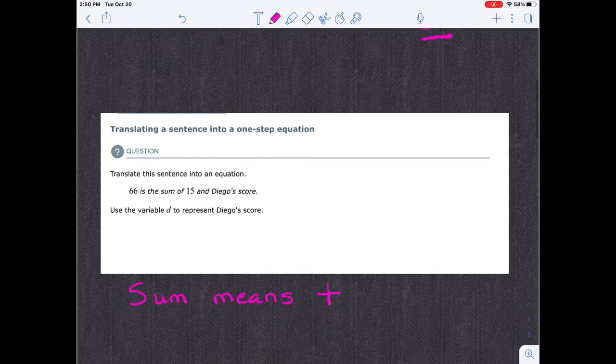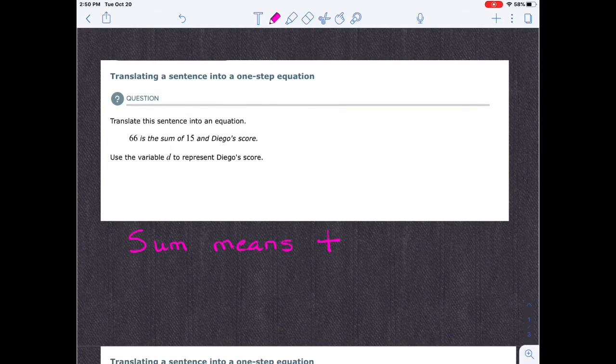Let's also look at this one. 66 is the sum of 15 and Diego's score. I thought it was kind of fun that it happened to be Diego in this problem anyway. 66 is, well, what did I just tell you about is? Is means equals every time. So 66 is. That's how we literally write that, this right here, into math language. 66 is. 66 equals. The sum of, okay, the sum of means add.